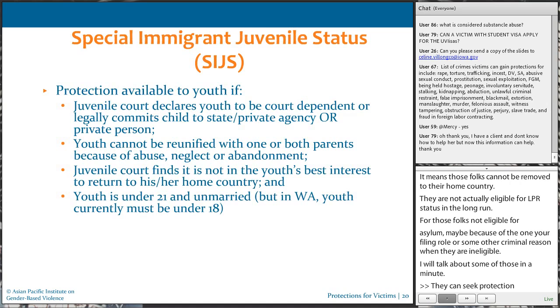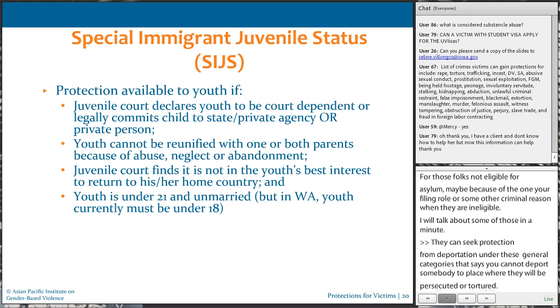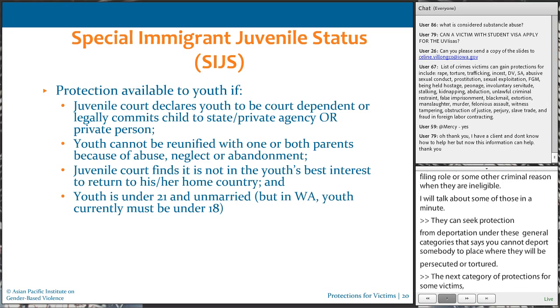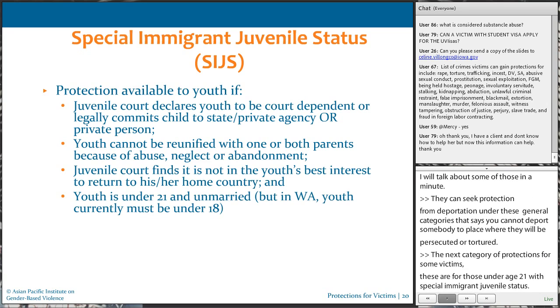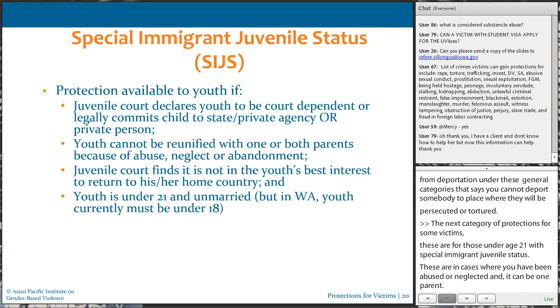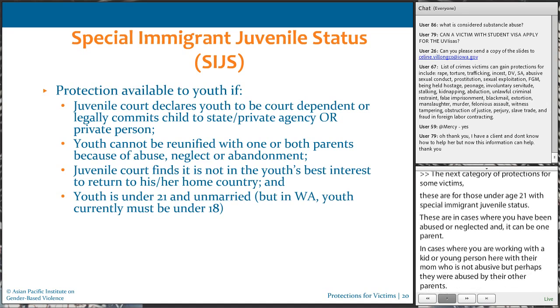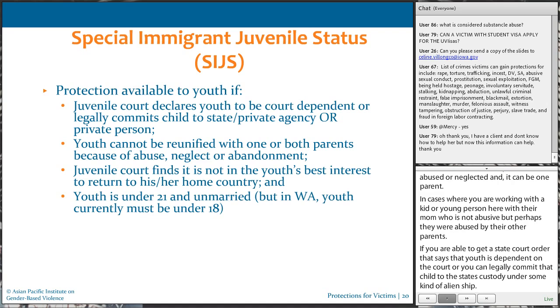Okay, so there's that. The next category of protections for some victims, and these ones are for those under age 21, for youth, is special immigrant juvenile status. And this is in cases where youth have been abused or neglected. And it can be just one parent. So in cases where you're working with a kid or a young person who is here with their mom who is not abusive, but perhaps they were abused by their other parent, if you're able to get a state court order that says that youth is dependent on the court, or can legally commit that child to the state's custody or under some kind of guardianship, and there's a court finding that that youth cannot be reunified with either one or both of their parents because of abuse, neglect, or abandonment.